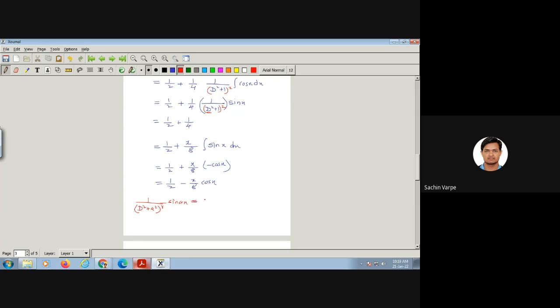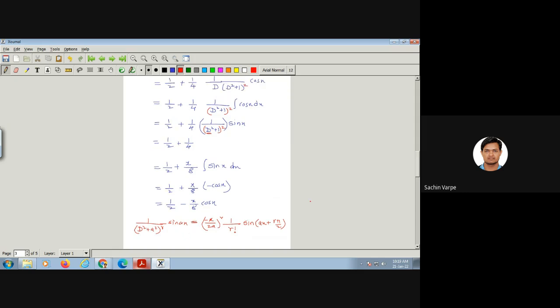It will be minus x upon 2a raised to r 1 upon r factorial sine of ax plus r pi by 2. This is the formula अगर r times case of failure है तो, and the same formula for the cos. ठीक है, so we use that formula here. 1 upon d square plus a square raised to r. What is r here? R is 2. Yes or no?